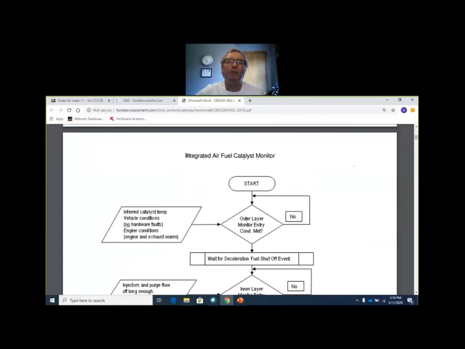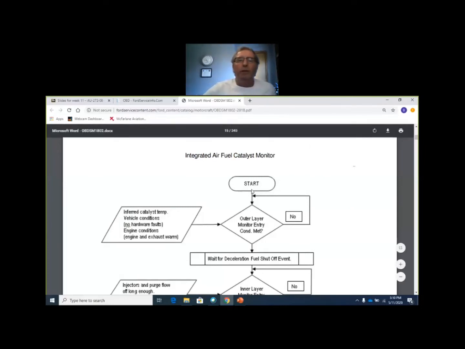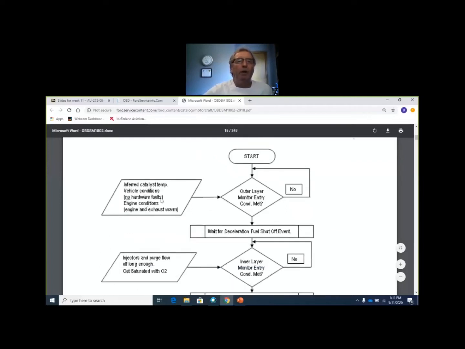Let's continue moving on down here. Here's the integrated air fuel catalyst monitor. That's where we drive it lean intentionally and then see how much fuel it takes to make it rich. Same sort of idea. We start, and are the right conditions met? Same sort of thing, inferred catalyst temp. Got to make sure we have no hardware faults and the engine conditions are right. If not, back to the start until the answer to this is yes.